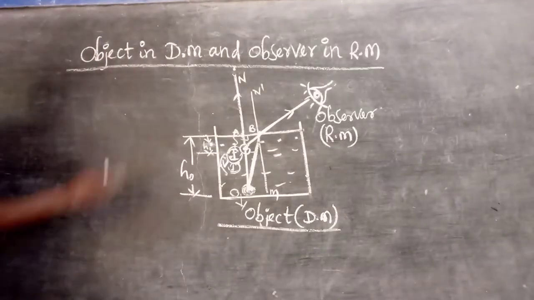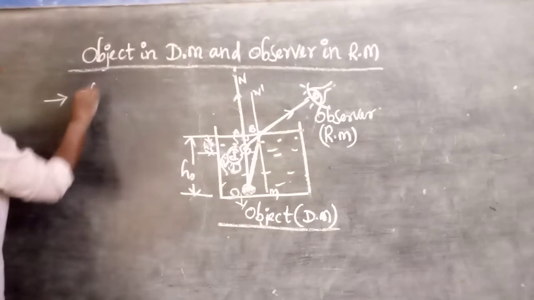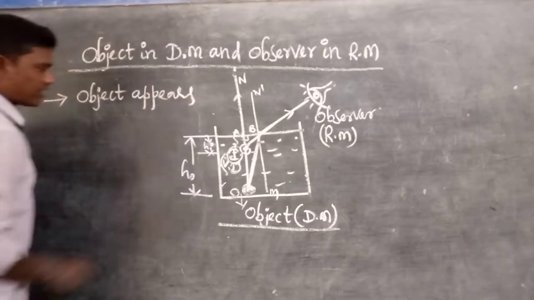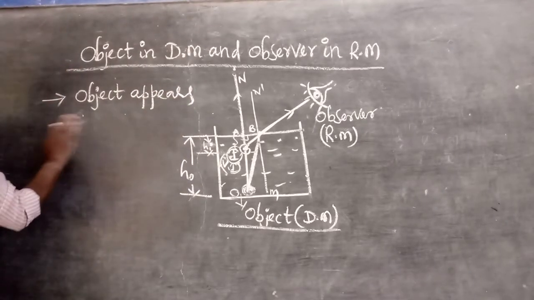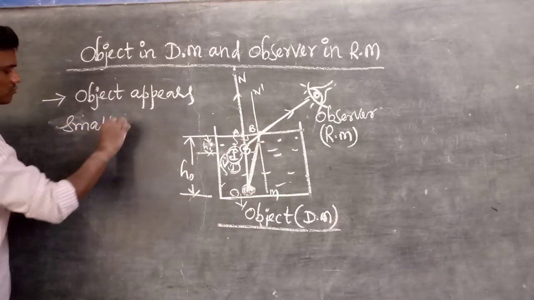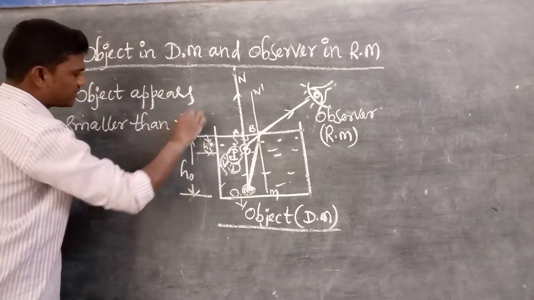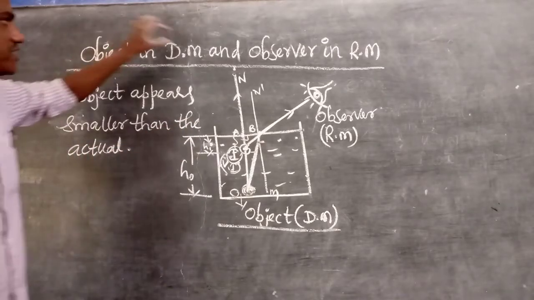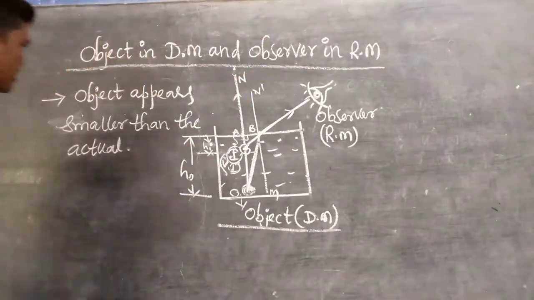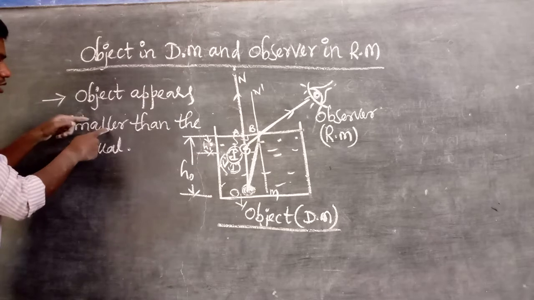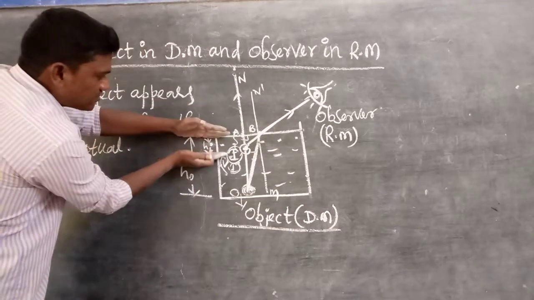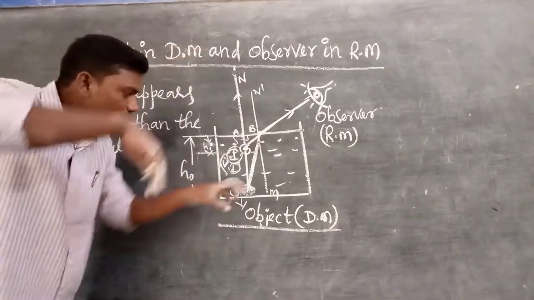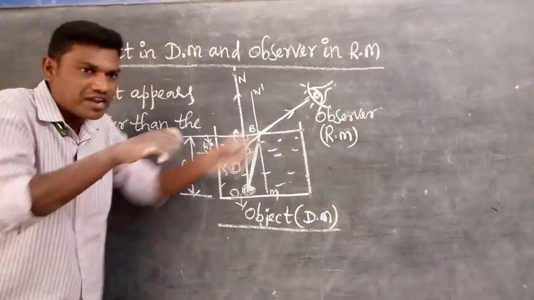So in this case, the object appears smaller than the actual. It is very important. When the object is in the denser medium and the observer in the rarer medium, the object appears smaller than the actual. The appeared position is near the refracting surface. So the object in the denser medium appears shorter in the view of the observer.